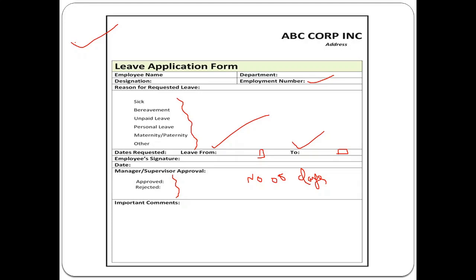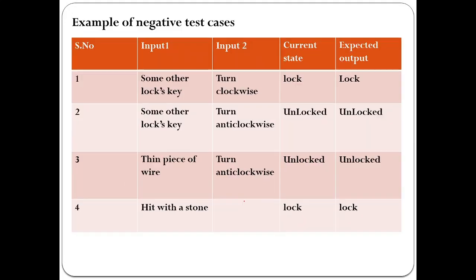So these are some mistakes which the employee may make while filling the form or any other form. Those should be notified to the user. Another example of negative test cases.